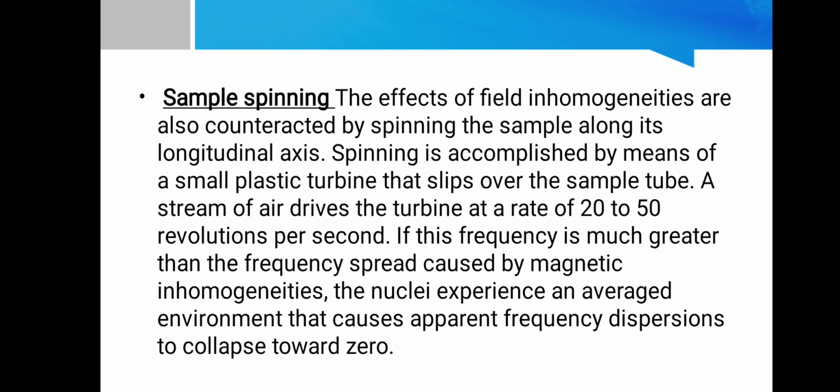What is sample spinning? The effects of field inhomogeneities are also countered by spinning the sample along its longitudinal axis. The spinning is accomplished by means of a small plastic turbine that slips over the sample tube. A stream of air drives the turbine at a rate of 20 to 50 revolutions per second. If this frequency is much greater than the frequency spread caused by magnetic inhomogeneities, the nuclei experience an averaged environment that causes apparent frequency dispersion to collapse towards zero.